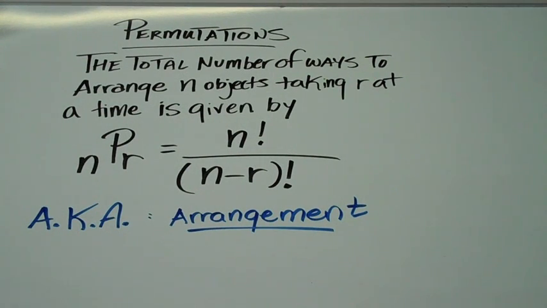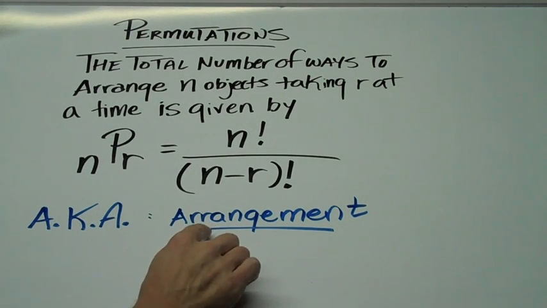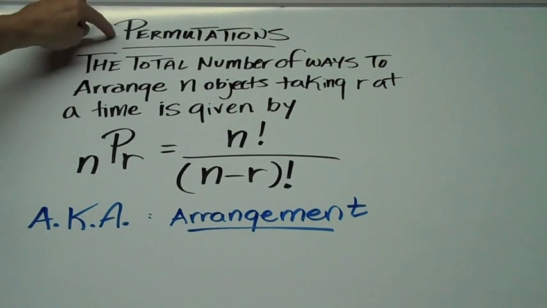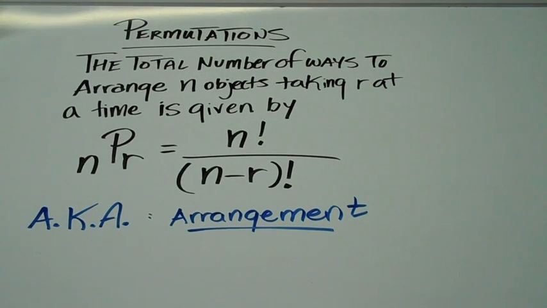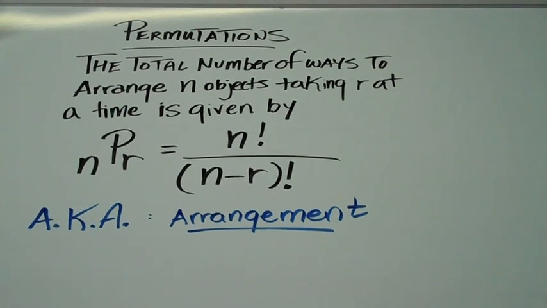Order matters. With the permutation, order matters. It's also called an arrangement. When you hear arrangement, you can think permutation. And the key spot here to remember is that order does matter with the permutation.